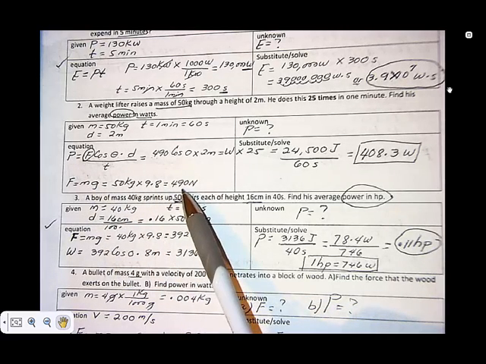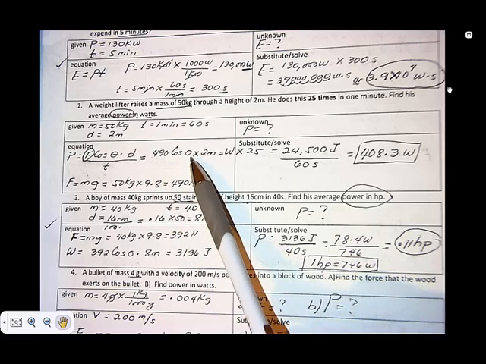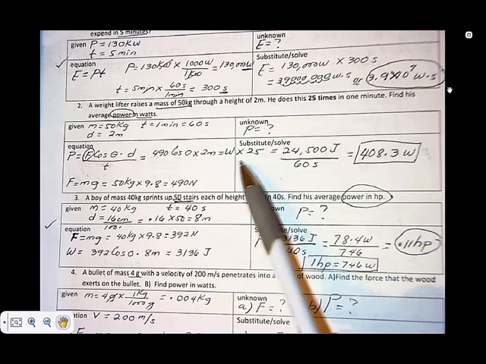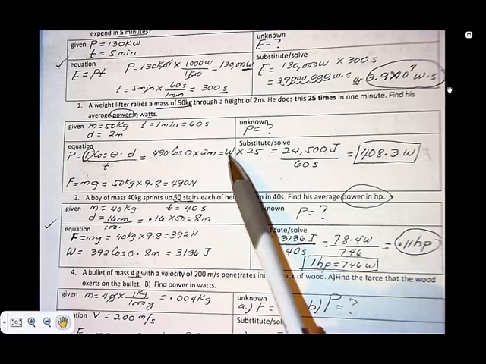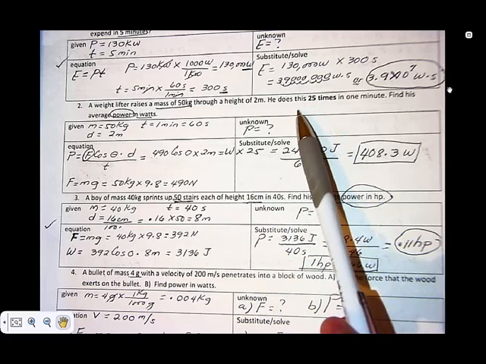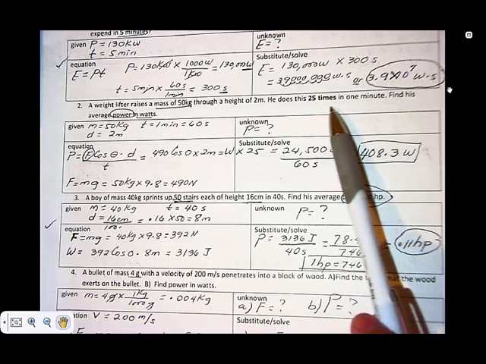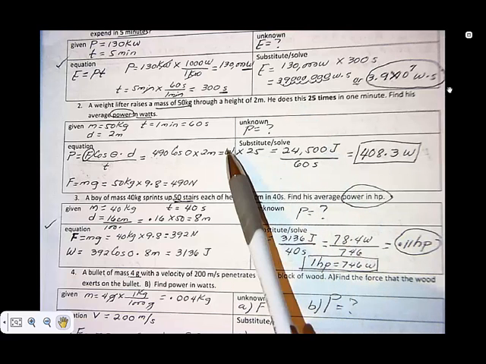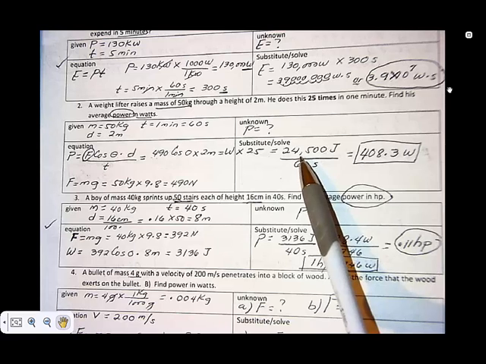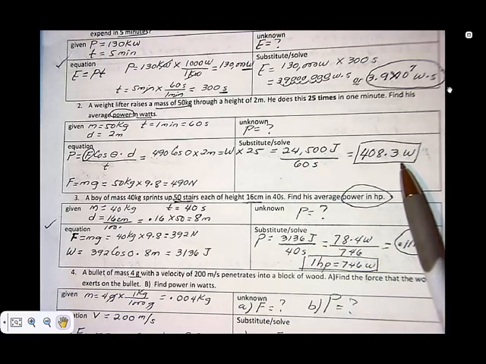This is the answer. Now you plug it in the equation, times cosine 0 times 2 meters will give you 20, will give you a certain number, okay? Your number now will be multiplied by 25 since he did this 25 times. We're looking for the total work. So your answer times 25 will give you 24,500. Then now you divide it by 60 to get your power in watts.